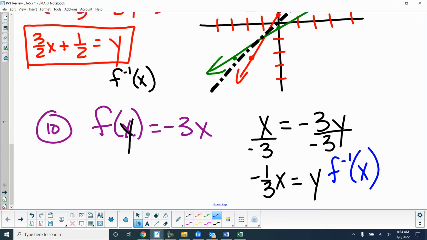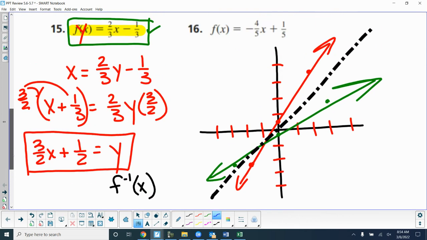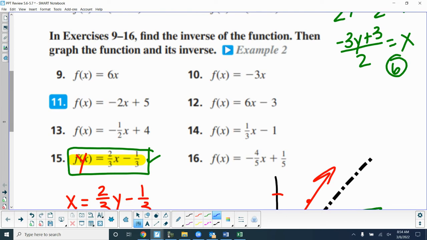Okay? So, let's practice another one. Let's do number 13 here, for practice. Find the inverse. You don't have to graph it, just find the inverse of that function, number 13. And then we'll go over it here in a minute. Connor, number 13. Find its inverse, please.